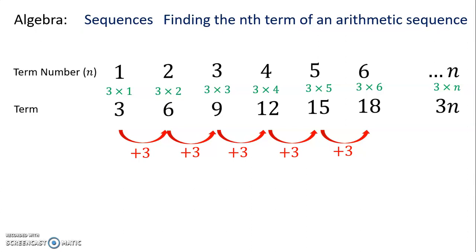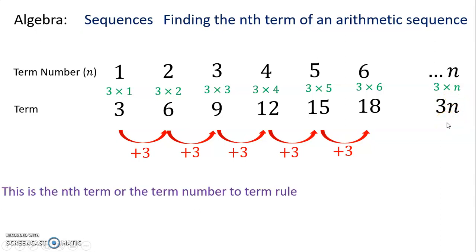And that's really powerful because now if I want to know the 100th term in this sequence, I don't need to keep adding 3 until I get to the 100th term. I can now say, well, the 100th term will be 3 multiplied by 100. It will be 300. So that's the nth term, or the term number to term rule. It's the rule that takes us from the term number to the term.